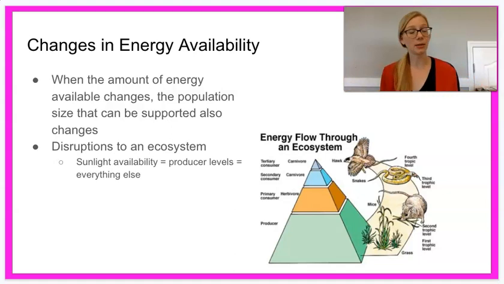When you have some sort of disruption to that energy, it's going to affect everything in it. Let's say you have a lot of sunlight available. Maybe that causes your producer level to go up. Things grow really well. Everything else flourishes too. Or maybe something happens where your plants aren't able to grow so well one year. And so everything in the higher trophic levels, you're going to see probably shrink because they are not supported by that producer level the same way they were.